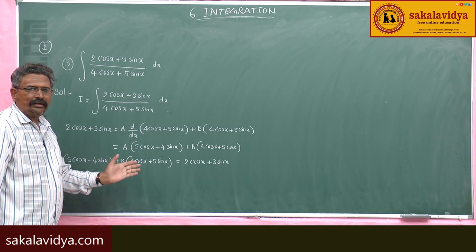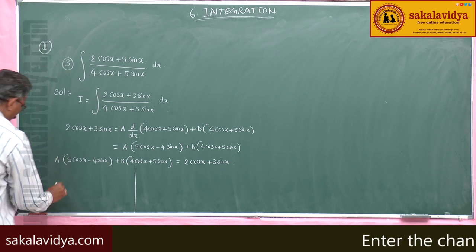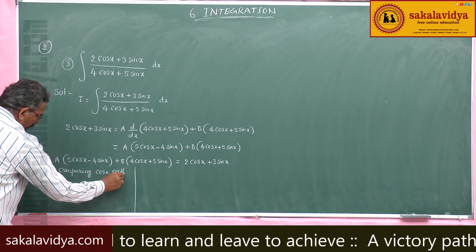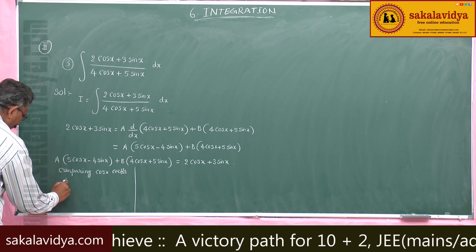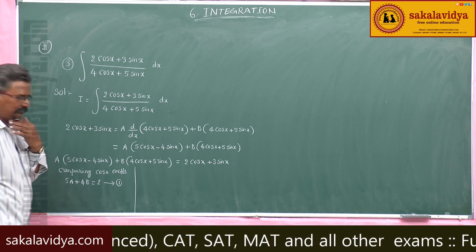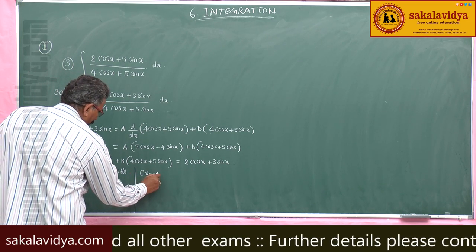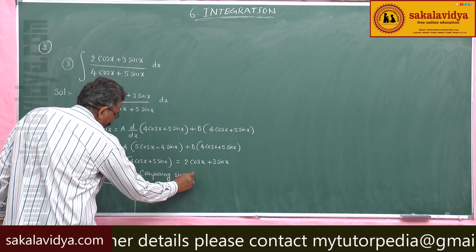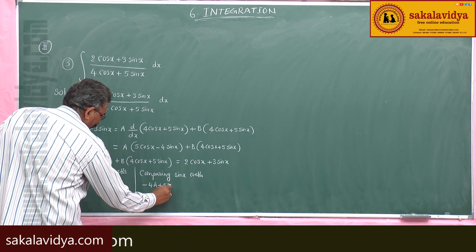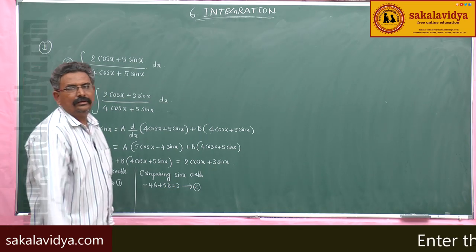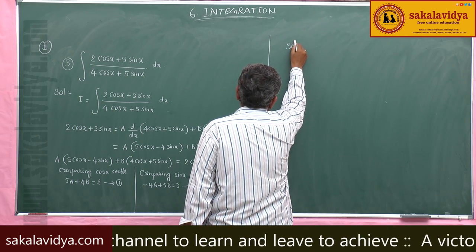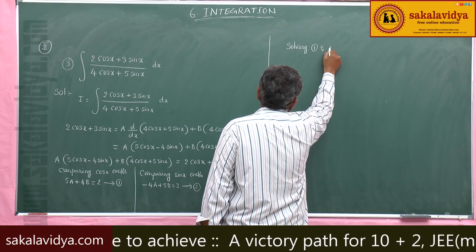Now we have to find out a, b values. So let us compare the cos x and sin x coefficients. Comparing cos x coefficients on both sides, that means 5a plus 4b equal to 2, say equation 1. Comparing sin x coefficients means minus 4a plus 5b equal to 3, say second equation. Now solving 1 and 2, we get capital A and capital B.